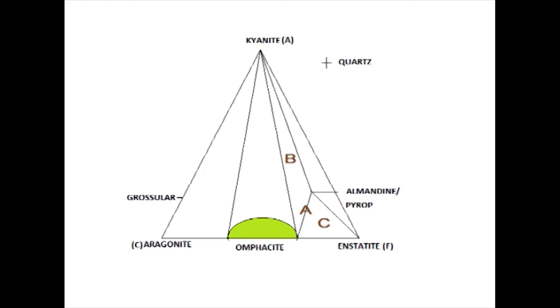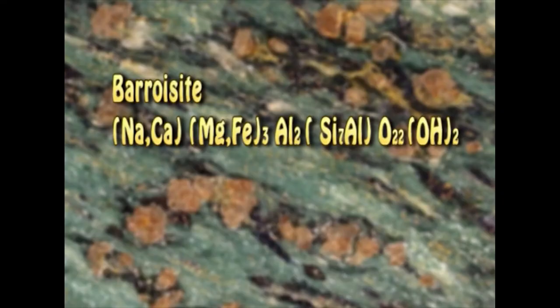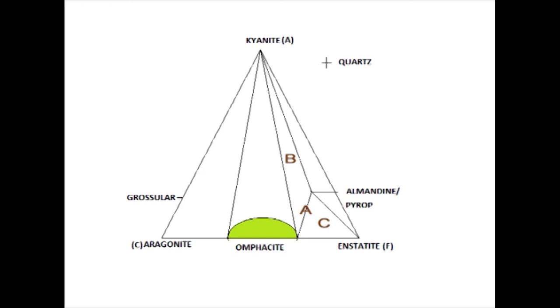Group B eclogites, besides the assemblages of group A, may contain primary hornblende and zoisite, that is epidote. The hornblende is a sodium alumina rich variety known as barroisite. The formula is NaCa Mg Fe3+ Al2 Si7 Al O22 (OH)2. Group C eclogites, besides the assemblages of group A, contain primary glaucophane and epidote.